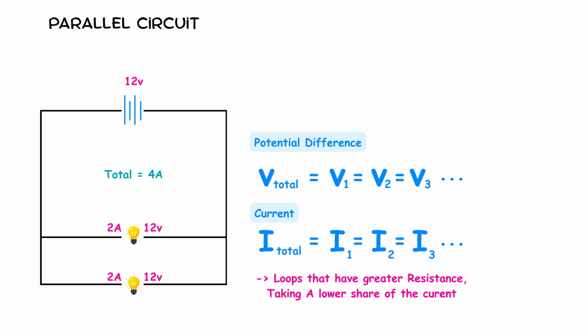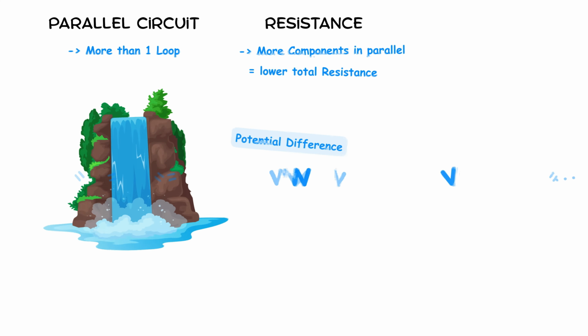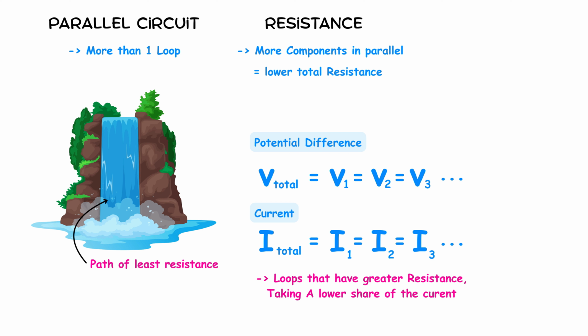The way the current divides depends on the resistance in each loop, with higher resistance paths taking in a smaller share of the current. You can picture this like water flowing down a hill. If the water has 2 or more possible paths, most of it will naturally flow through the route with the least resistance, and only a small amount will go through the tougher path. That's exactly how current behaves in a parallel circuit. Lower resistance loops get more current.